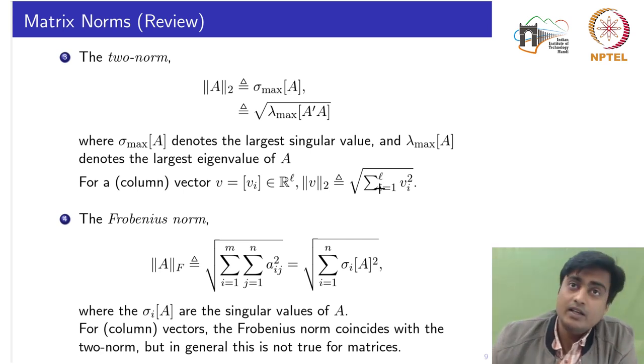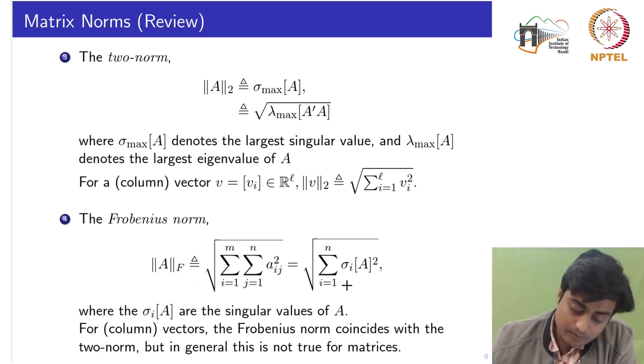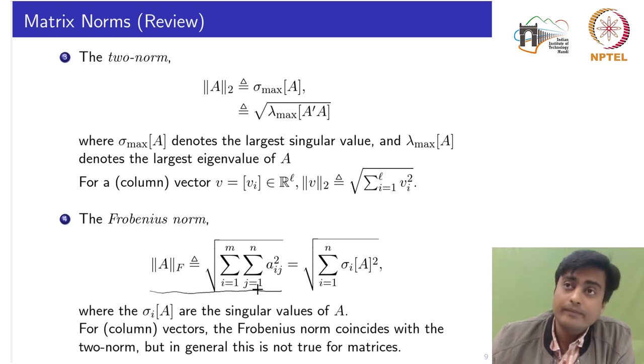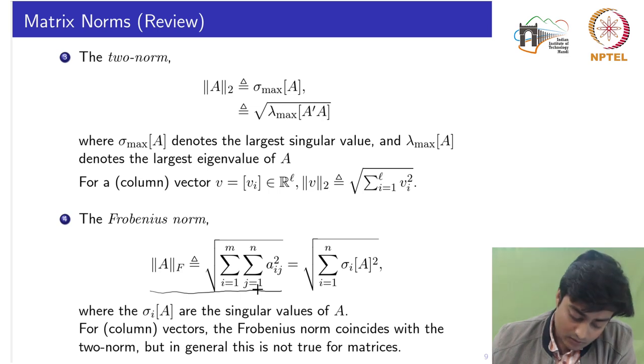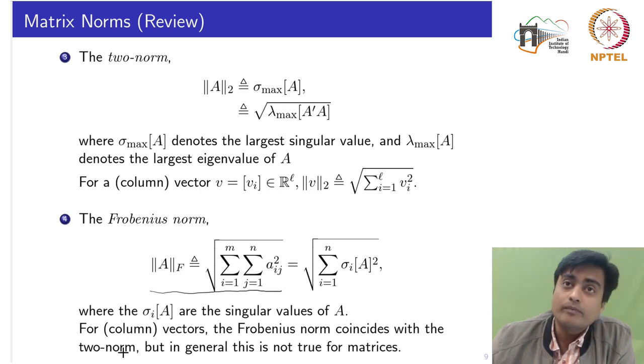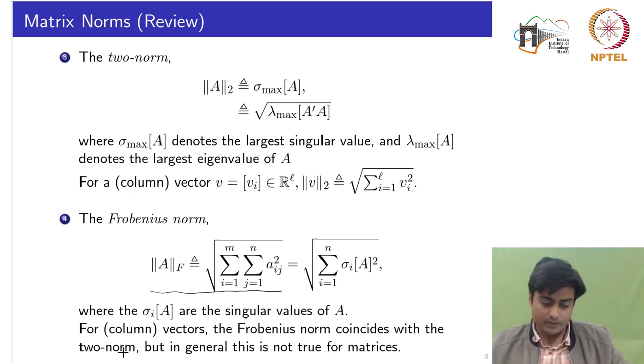Another norm we have is the Frobenius norm. So the Frobenius norm you can compute by this formula, where again sigma i denotes the singular values of the matrix A. If you do not want to compute the singular values, you can also use this formula to compute the Frobenius norm. So for column vectors, the Frobenius norm coincides with the 2 norm, meaning to say if you compute the Frobenius norm of the vector and the 2 norm of the vector, the values would certainly be equal. But in general, this is not true for a matrix. Okay, so keep this in mind.